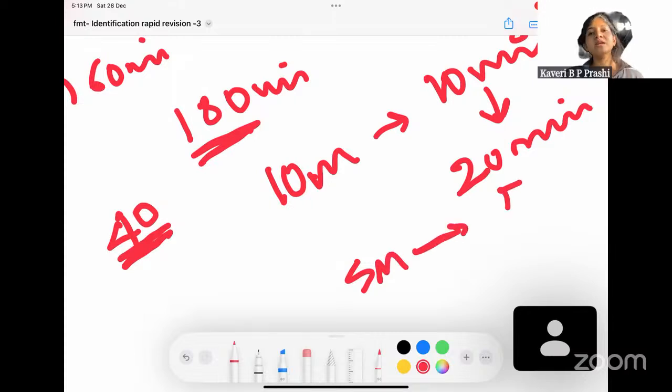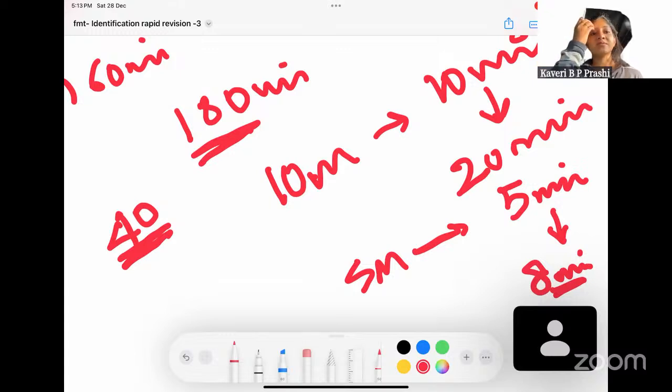You can give it only 5 minutes. Or at the max, you can give it how many minutes? You can give it around 8 minutes. So you have to be prepared in such a time frame so that it becomes easier for you to answer. So how many 5 markers are there in your paper? There are around 8, no? There are around 10. So 10 into 8, it is going to be 80 minutes.